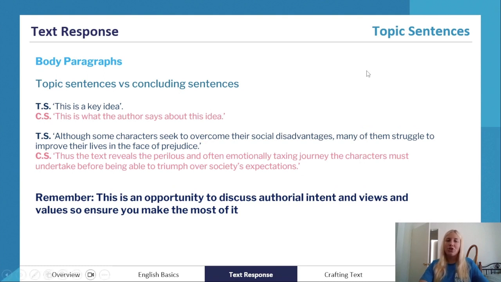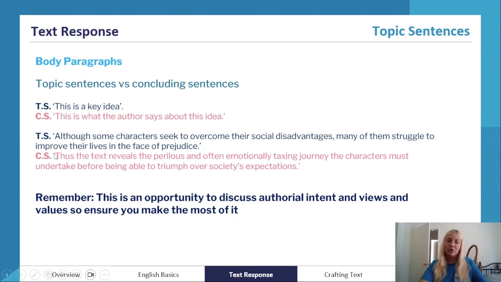And just showing you the difference between topic sentences versus concluding sentences. The topic sentence states your key idea for the paragraph, and the concluding sentence gives what the author is saying about that idea, presented in the topic sentence, showing you exactly how these two are linked. And we see an example there. Feel free to have a read.